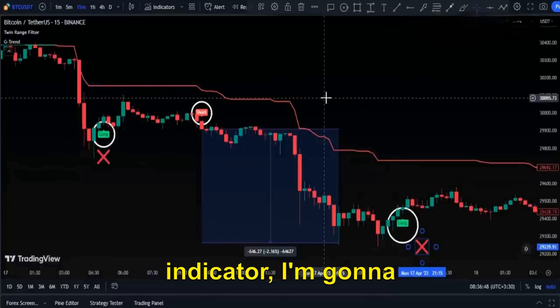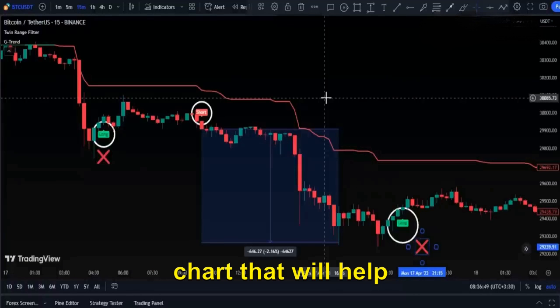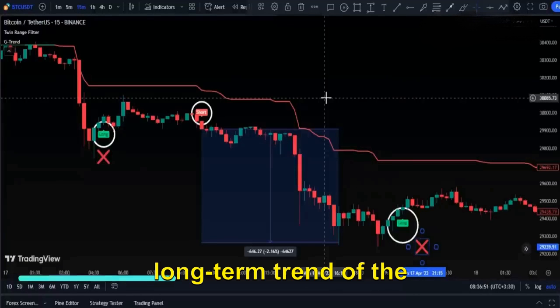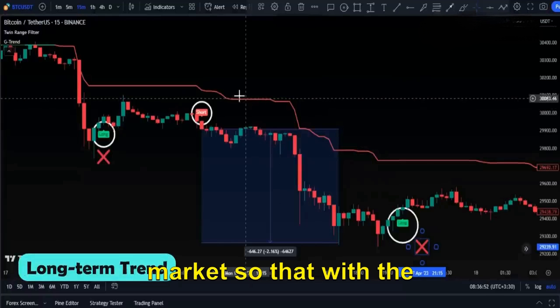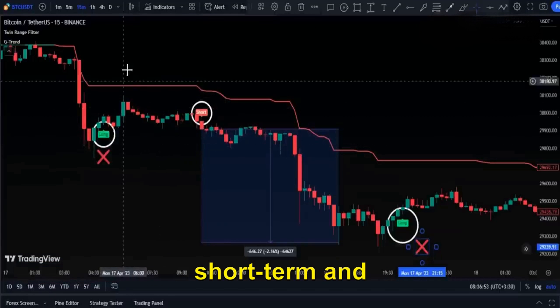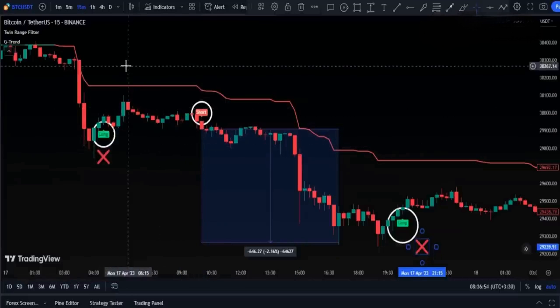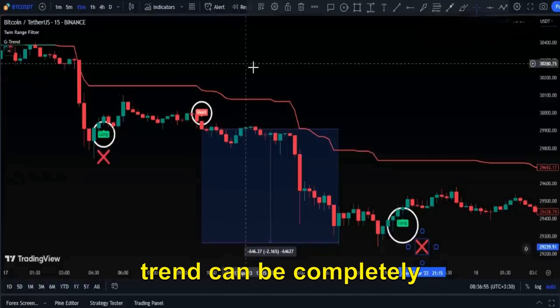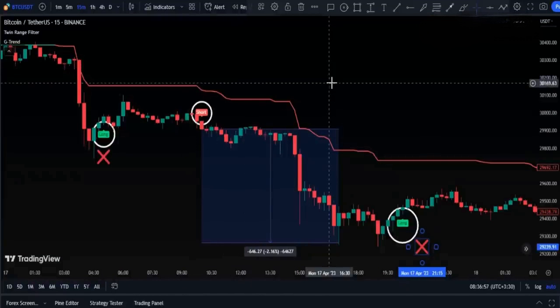For the third indicator, I'm gonna add an indicator to the chart that will help indicate the long-term trend of the market, so that with the knowledge of both short-term and long-term trends, trading against the trend can be completely prevented in this strategy.